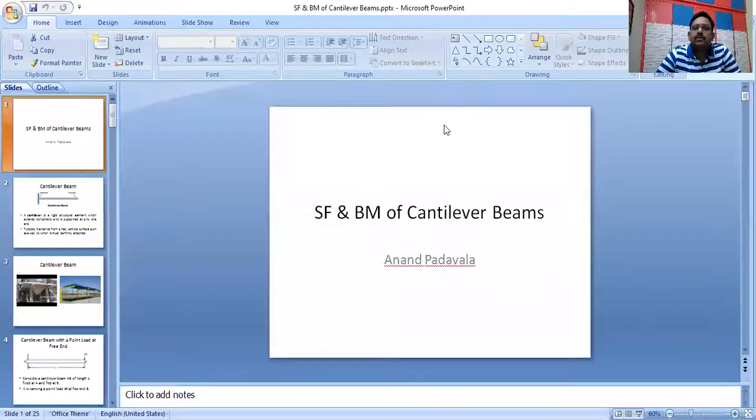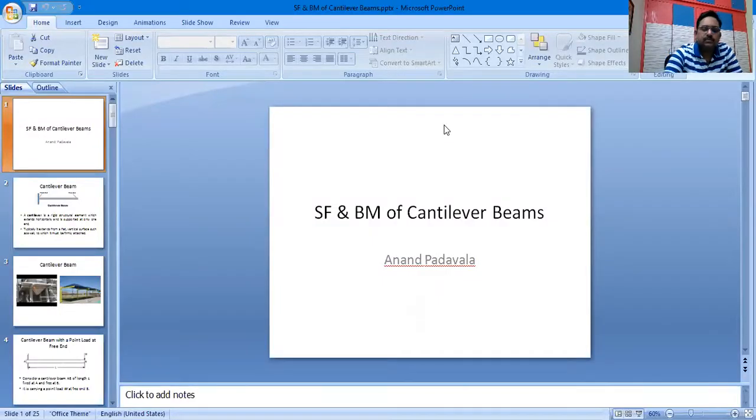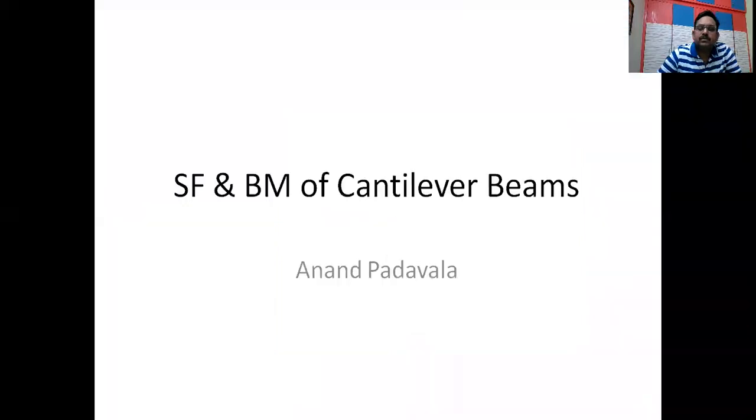Now I have a PPT for this, and I would like to share that and explain through it. So here we have shear force and bending moment of cantilever beams. If you take a single beam, then what if it is subjected to various forces? First of all, we'll look into point loads.